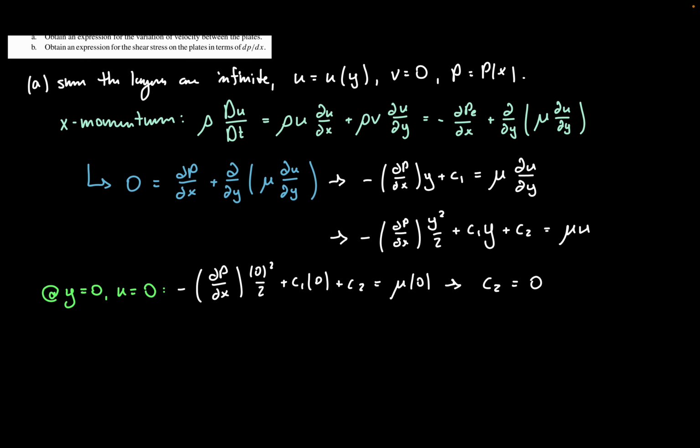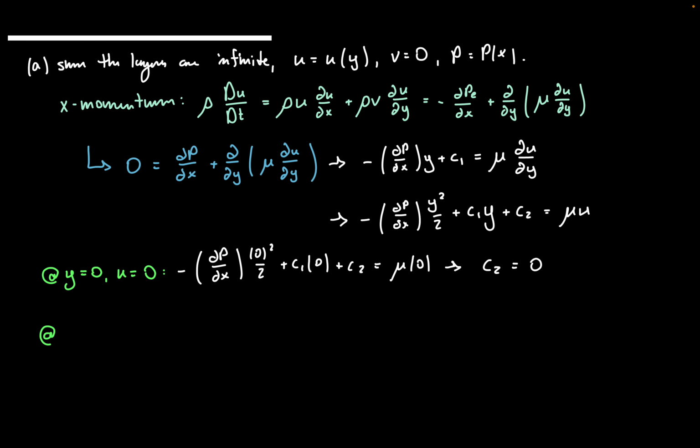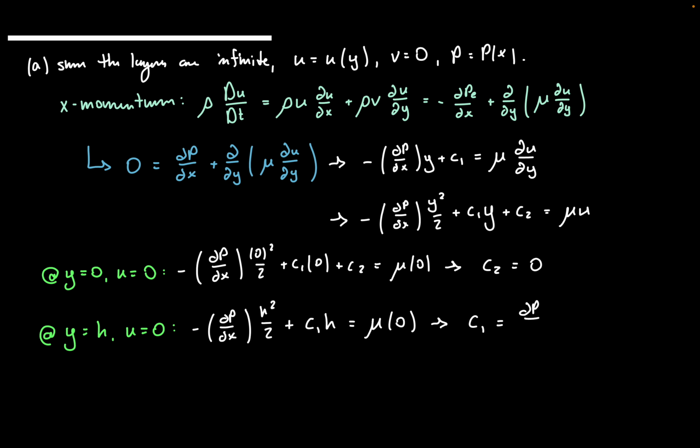And then now for the second boundary condition, we have at y is equal to h, u is going to be equal to 0 again. So we'll have negative dp over dx, and then we'll have h squared divided by 2 plus C1 times H, and then C2 is equal to 0. And then that'll be equal to mu times 0. So then we get that C1 is equal to dP dx times H divided by 2.